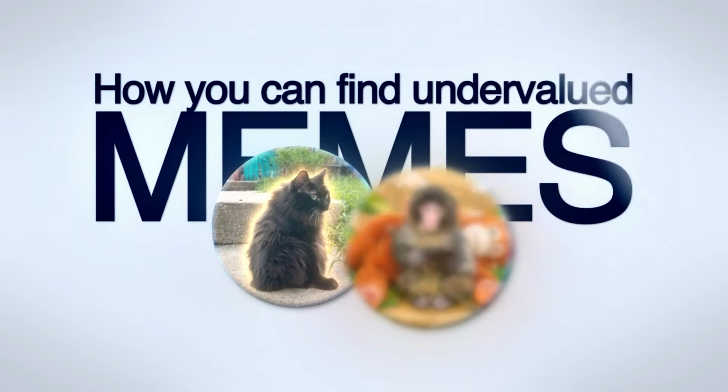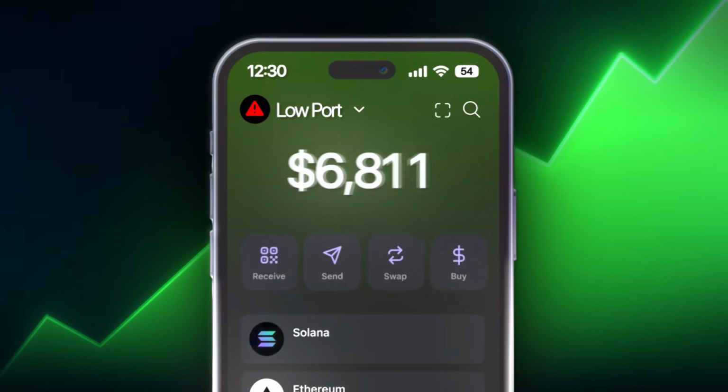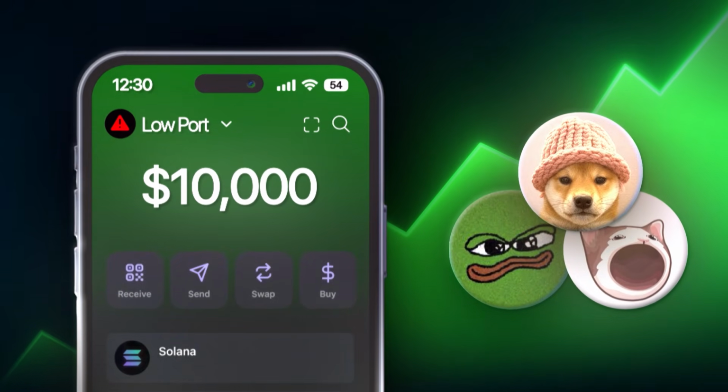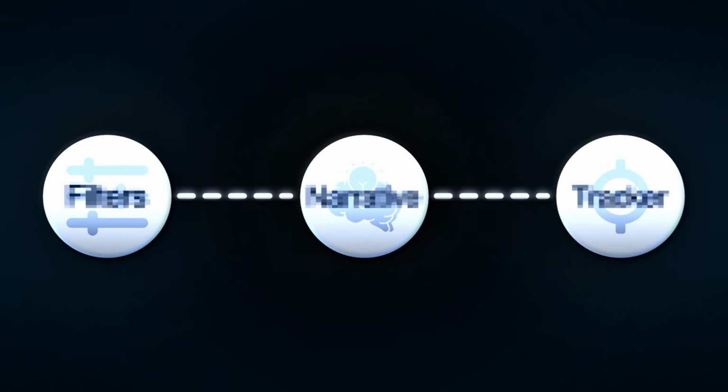Today, I'm going to reveal my secret guide on how you can find undervalued memes. After using this strategy and experimenting for several months, I can say that this has significantly made it easier for low ports to be profitable on meme coins. 80% of traders fail because of not having a proper strategy, but today, I'll be guiding you step by step on what I look for in the market.